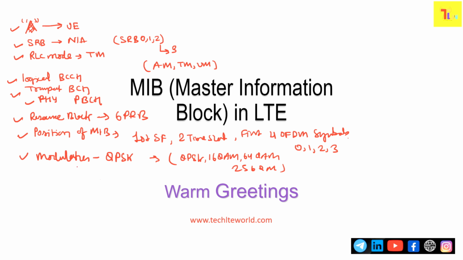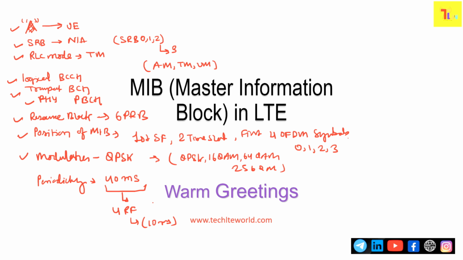Now let's talk about the periodicity. Like in PSS and SSS, we have the video for the UE power on. In that you can see the PSS and SSS periodicity was 5 millisecond in a resource grid. But when you talk about the MIB, the periodicity of the MIB is 40 millisecond. 40 millisecond means 4 radio frames, because each radio frame is of 10 millisecond. So after every 4 radio frames, you will get the original MIB information.